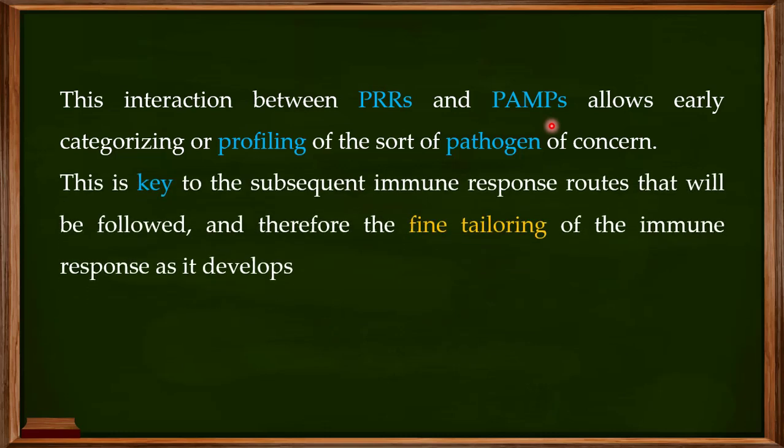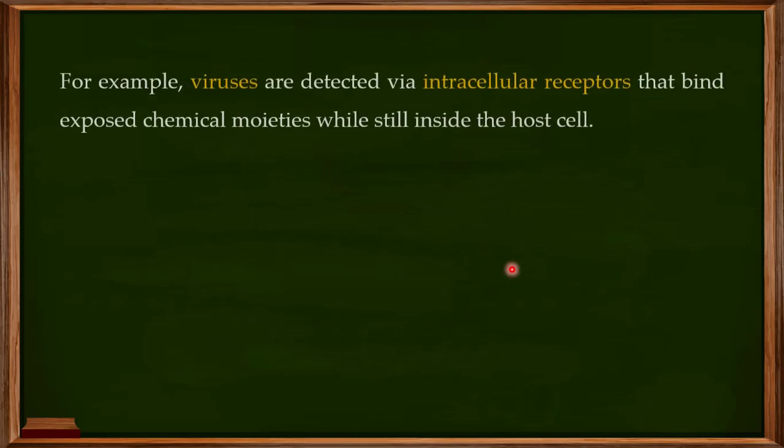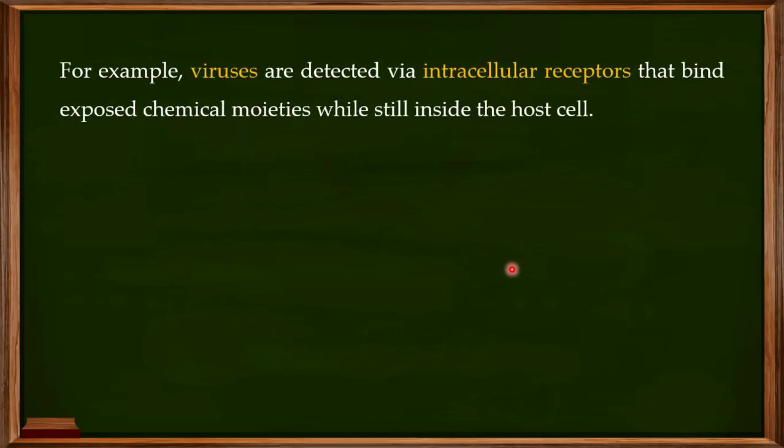Now this profiling of the pathogen of concern is very important, as I've told you, because this is going to lead to the subsequent immune response route that will be followed, and therefore the fine tailoring of the immune response as it's developed. I'll give you an example of this. If you remember in my previous video, I told you that we usually classify these pathogens into the intracellular pathogen and the extracellular pathogen. The intracellular being present inside the cell, the extracellular being present outside the cell. Let me give you an example to understand the importance of the interaction between the PRRs and the PAMPs.